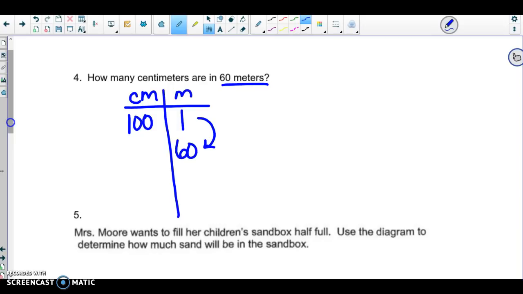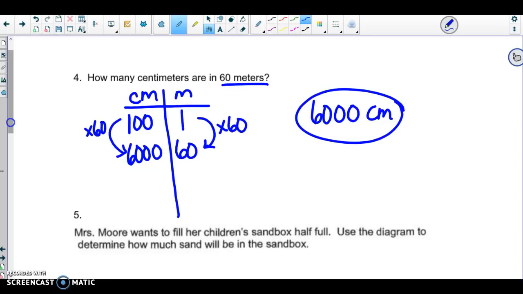Well, how do I get from 1 to 60? I multiply by 60. So what am I going to do here? Well, I've got to do the same thing. I've got to multiply by 60. 6 times 1 would give me 6, and then I've got 3 zeros because I have hundreds. I've got 60 100s, which is 6,000 centimeters. So my answer for this would be 6,000 centimeters.